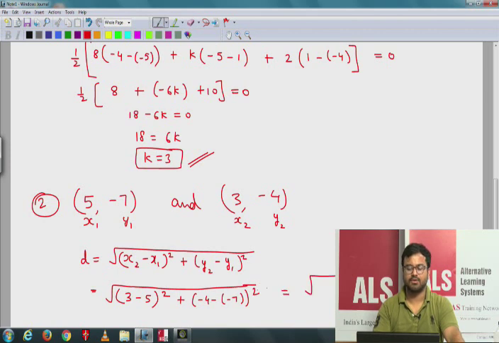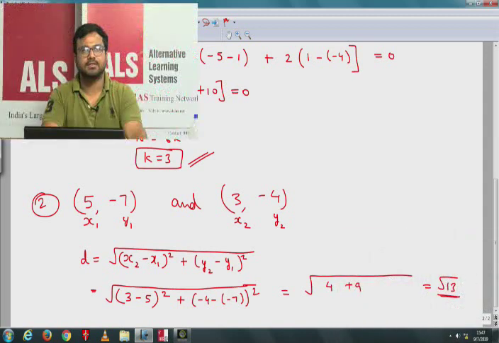So this will be equivalent to 3 minus 5, which is minus 2. Minus 2 whole square is 4. Minus 4, this will become plus 7. Minus 4 plus 7 is 3, and 3 square is 9. So that will be square root of 13. That is the distance between these 2 points. This was the thing we have done. These are the very basic questions which we have done in the last class. Sisipur, you got this thing?